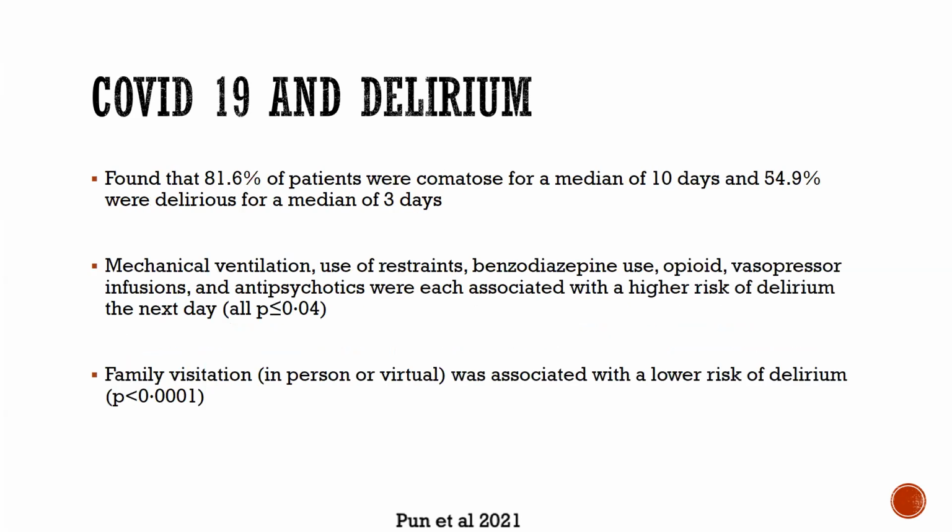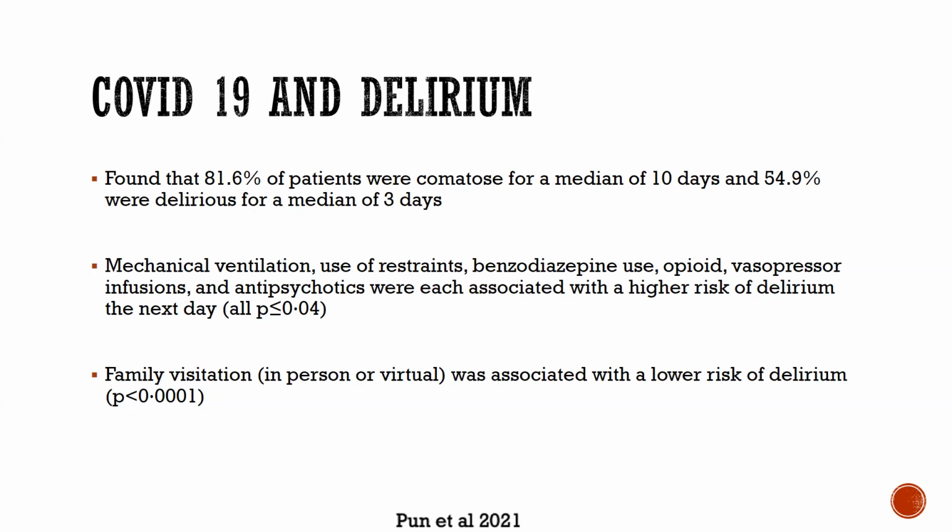So they ended up finding that almost 80% of patients were comatose for an average of 10 days, and 55% were delirious for a median of 3 days. Some factors they found that were associated with higher risk of delirium were all expected: being mechanically ventilated, restraints, benzo use, being on vasopressors, and antipsychotics.